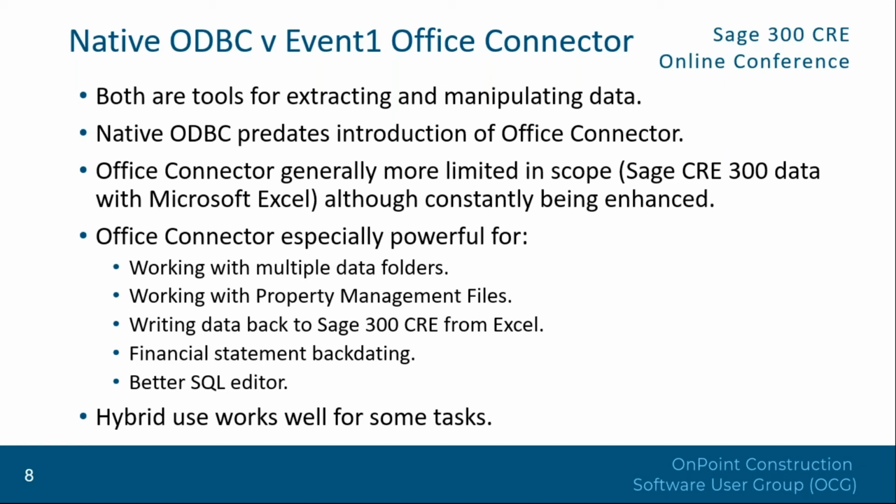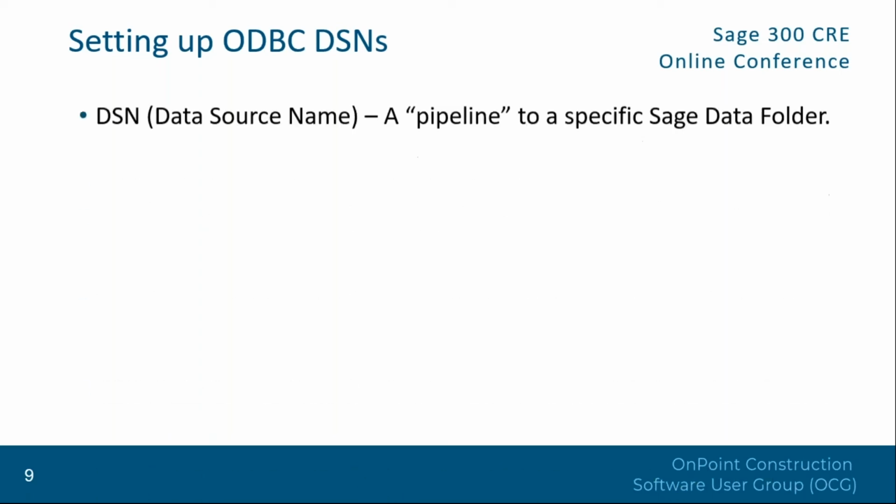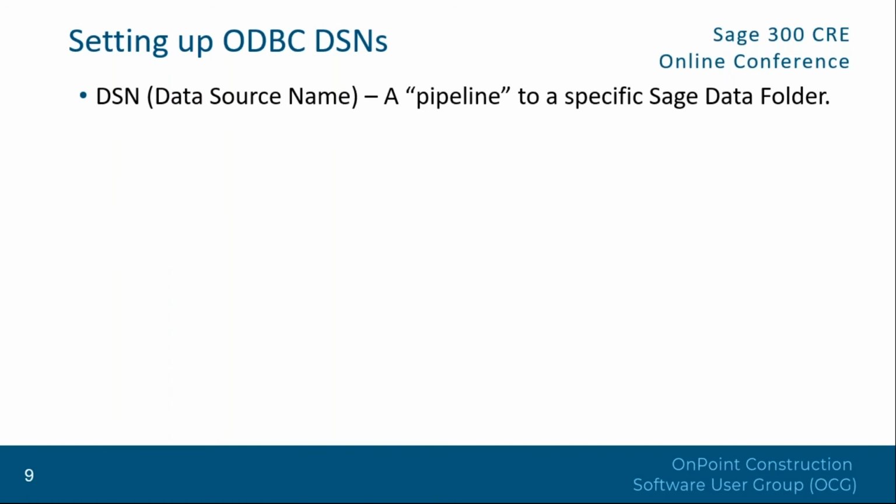So off we go. Hopefully we're going to get out of this Outlook so I can start actually showing you some fun stuff. But now let's get a little bit into the meat of it. The next thing that we're going to do is set up an ODBC DSN. This is the first thing that we need to do so that we can start using the data. The nice thing about this is we only have to do it generally once. A DSN is a data source name, and think of it as just a pipeline, and it's basically going to point to a specific Sage data folder.